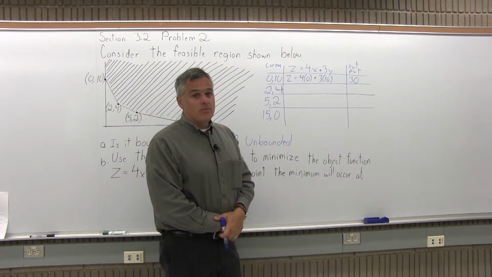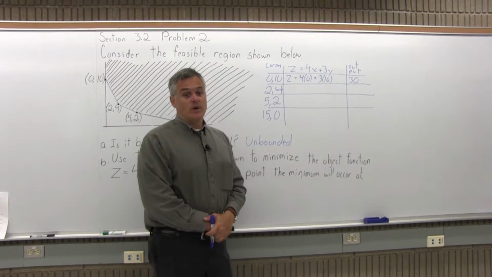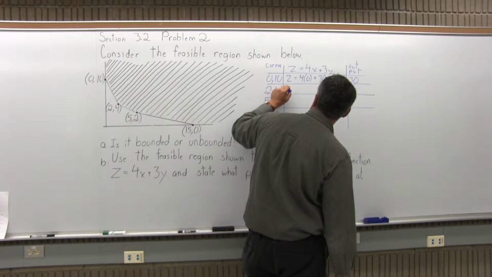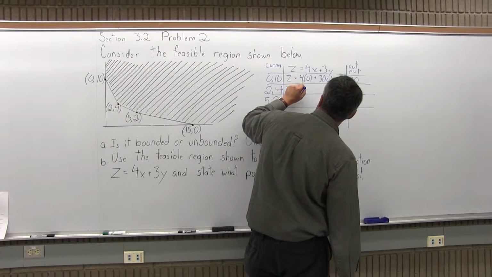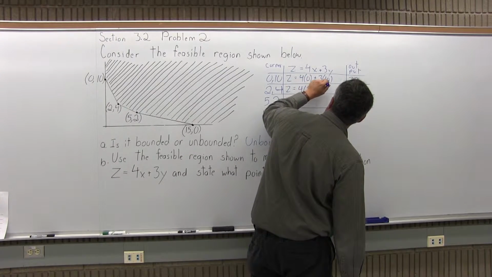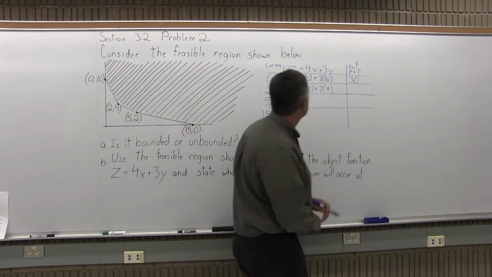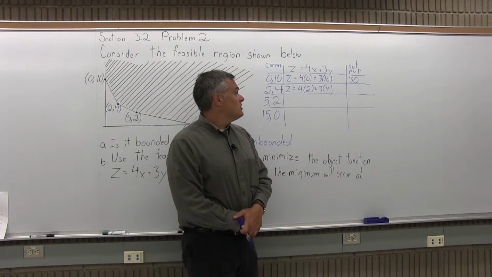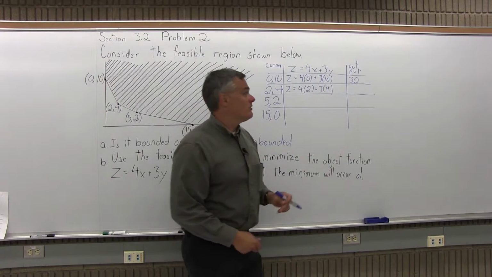The next corner point, 2, 4, means x is 2, y is 4. So I'll put in a 2 for x and a 4 for y, and the object function for that corner point becomes z equals 4 times 2, plus 3 times 4. 4 times 2 is 8. 3 times 4 is 12, and then 8 plus 12 is 20.